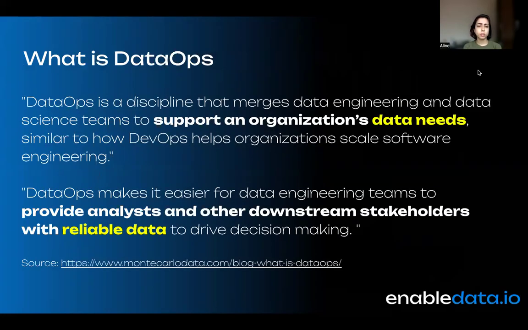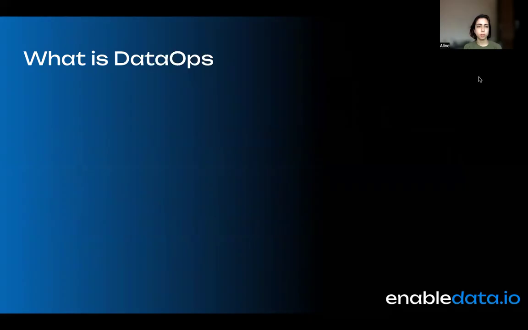So this definition is by Monte Carlo, and basically DataOps is a way to support an organization's data needs and provide analysts and other downstream stakeholders with reliable data. That sounds very optimal, but let's try and make this more specific.